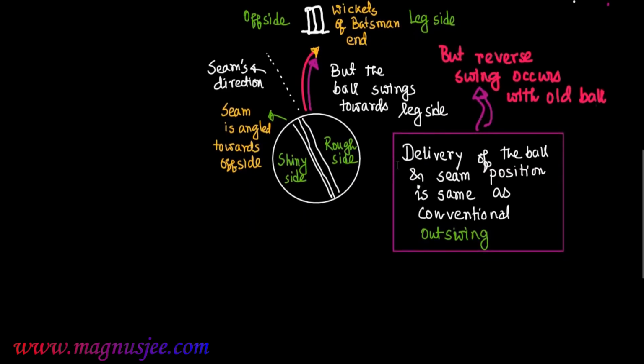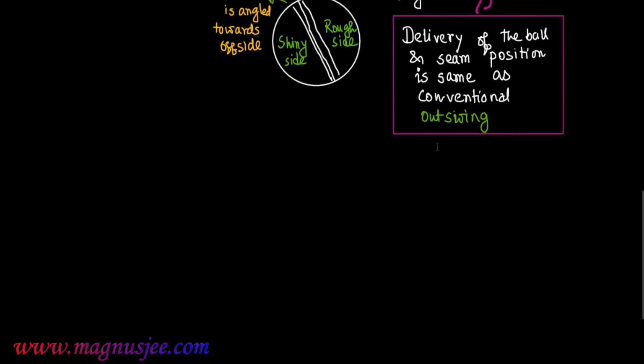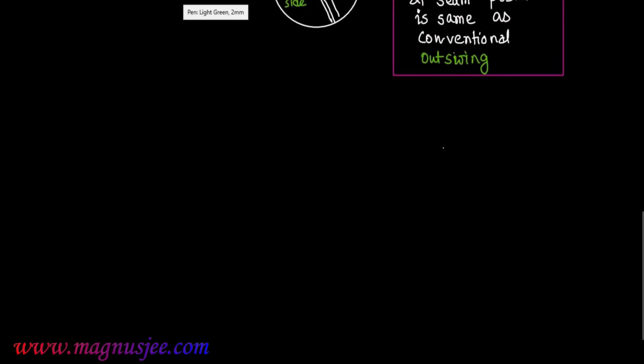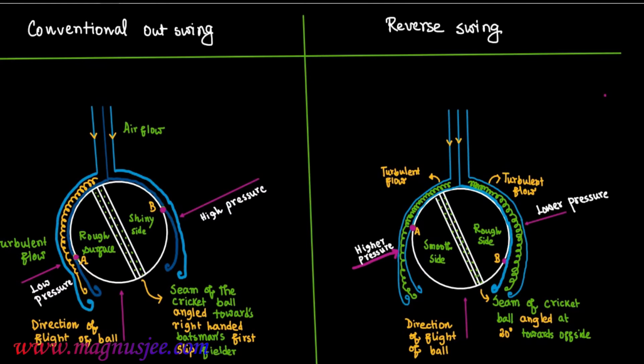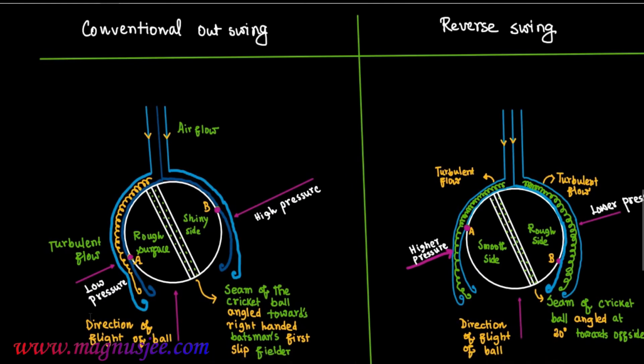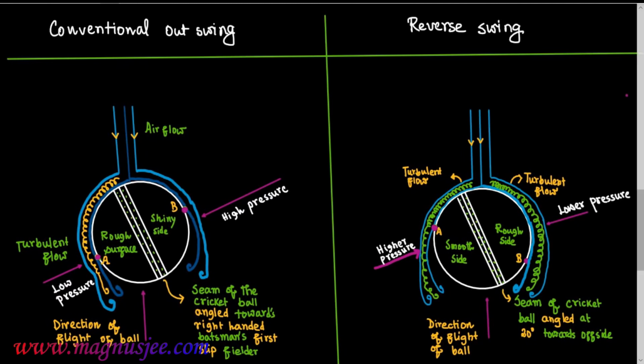The ball should be thrown at a certain speed. That means the ball should be thrown at a minimum of 85 miles per hour. Now we can compare conventional outswing and reverse swing.